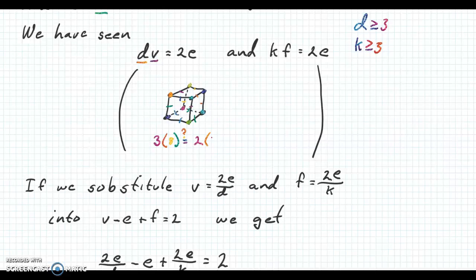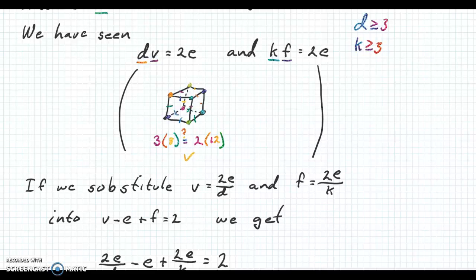And that, of course, is true. The other thing we saw in class the other day is that if we take the number of edges on each face times the number of faces, that'll also give us twice the number of edges.